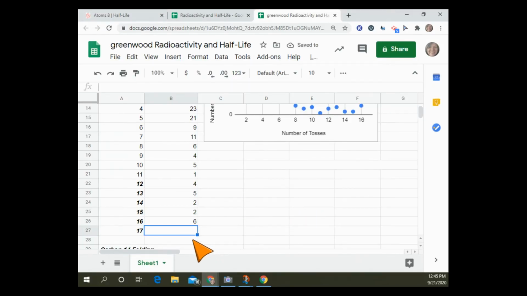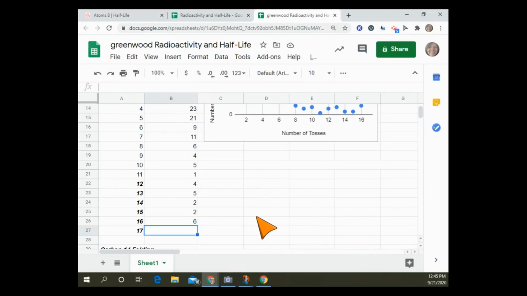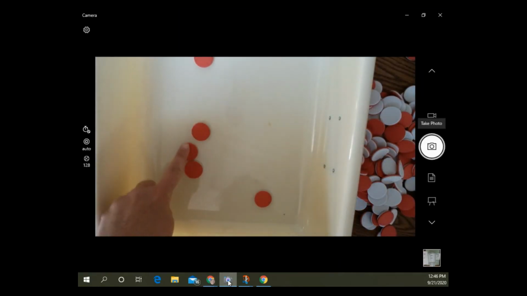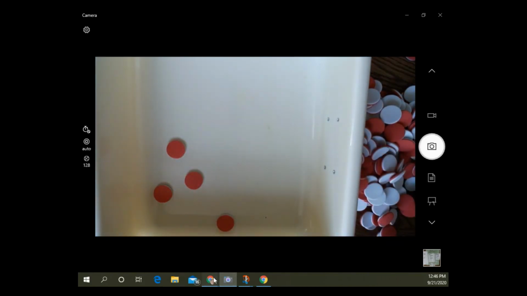Let's try again. We're going to shake them. We got 2. And if we look back at our camera, we have 1, 2, 3, 4, 5 simulats left. Let's try again. Now we got 1. Turn over white.